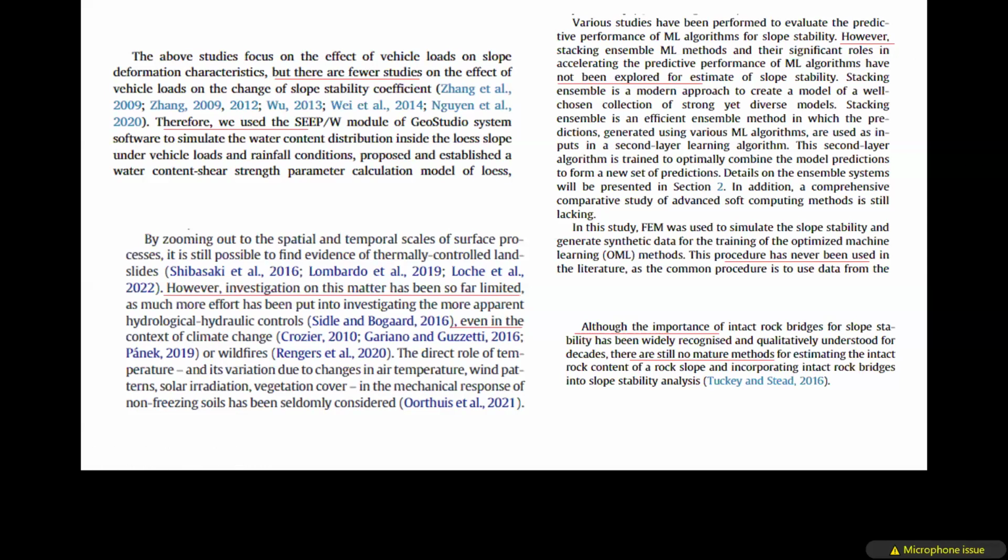And the second paragraph on the right: in this study, FEM was used. This procedure has never been used. Can you see the way you tell the reader the originality of what you are doing, the research need, the research question, right? The bottom paragraph on the right hand side: although the importance of intact rock bridges for slope stability has been widely recognized, there are still no mature methods. Can you see, starting with although, the adverb, how they are establishing their argument, the research need, the basis for conducting research, right?